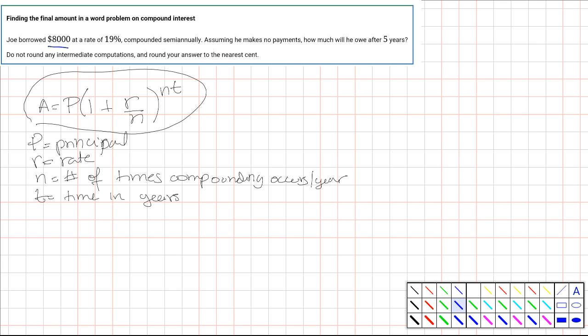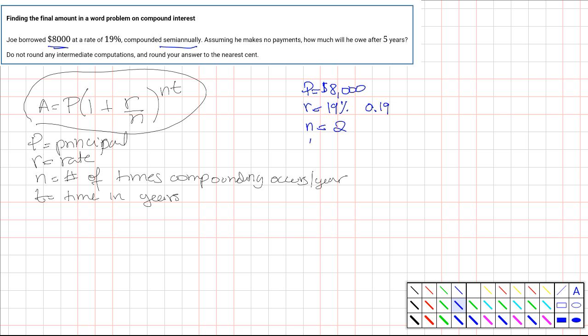So P equals 8,000. That's the principal, the amount of money that we start with, so $8,000. The rate is 19%, but we have to write the rate as a decimal, so 0.19, and it says that it's semi-annually, so that means that n equals 2. Semi-annually means 2. If you had quarterly, you would have n equals 4. If you have it monthly, it would be n equals 12. If you have it compounded annually, n would be equal to 1.